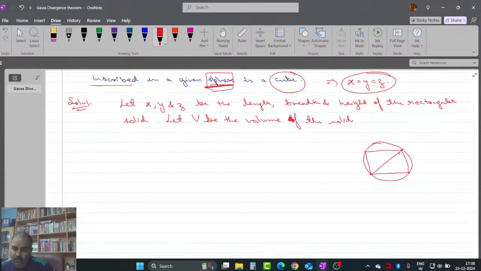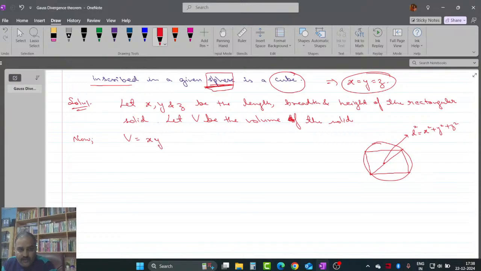Basically, when we have a three-dimensional figure, that is known as the diameter, and that is the diagonal of this one. Its value will be the root of length square plus breadth square plus height square. So I'll take d square, so d square is equal to x square plus y square plus z square. Now, first of all, we need to find the value of volume.